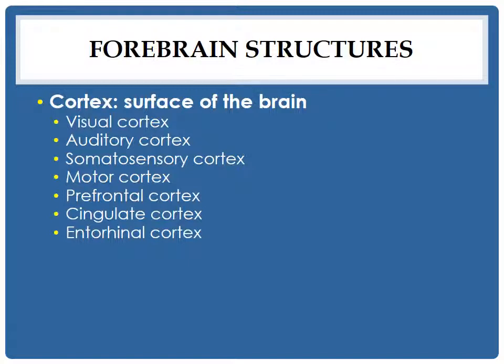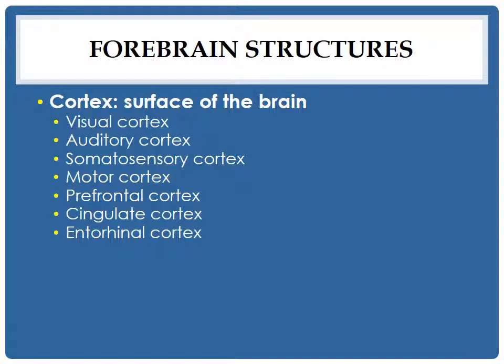The visual cortex integrates images. This is located at the occipital lobes at the back of the brain, or at the back of the cortex, sorry. The auditory cortex is responsible for integrating sound. That's in the temporal lobes. Somatosensory cortex is where we sense taste and sensory information from your body. That's in the frontal lobes. Motor cortex commands motion, again in the frontal lobes.